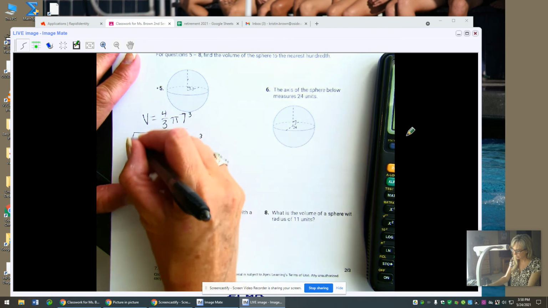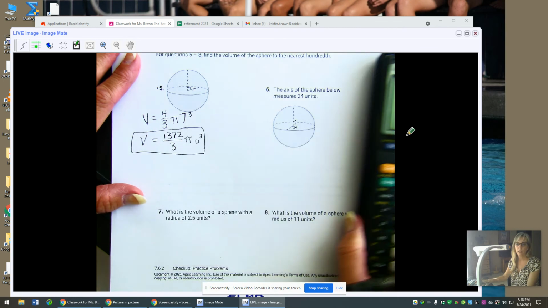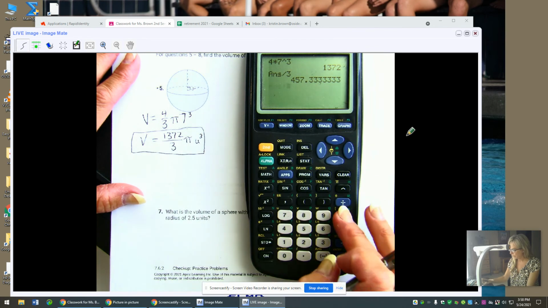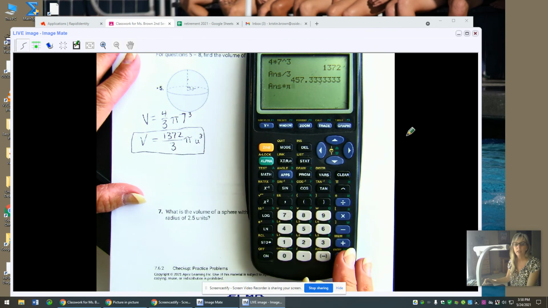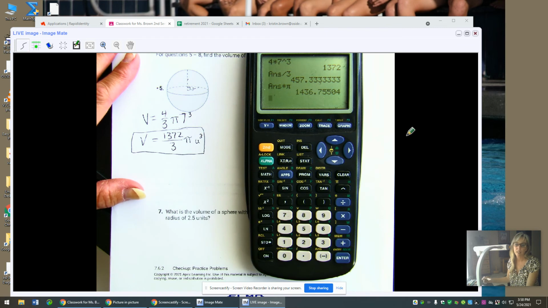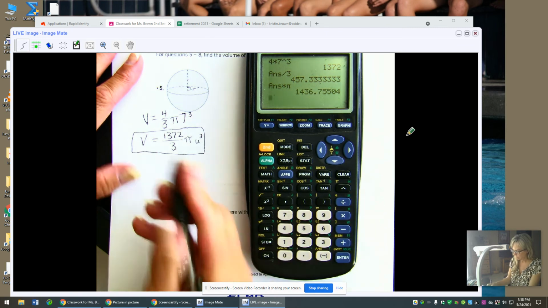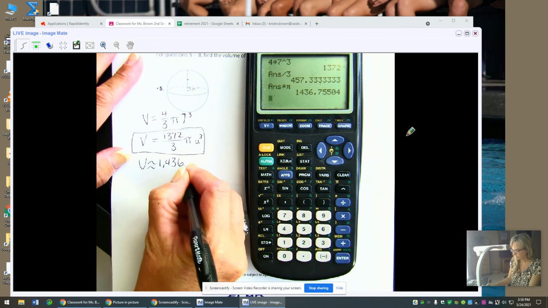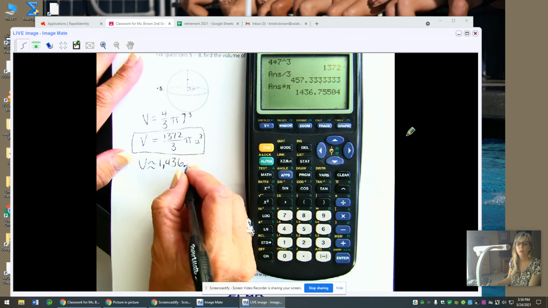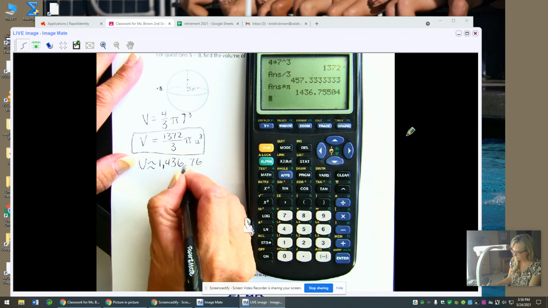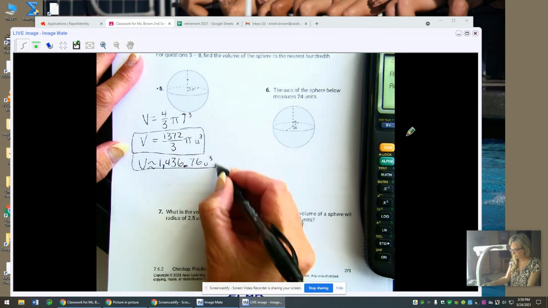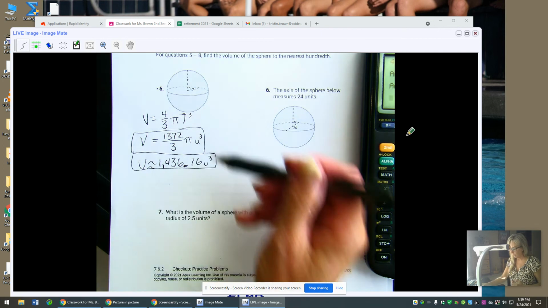That's the exact answer. But if we want an estimate, we'll take this repeated decimal and we'll just multiply that by pi. And now we've got 1,436.76 rounding. So the estimate is 1,436 point, that's a comma, that's a point, 76. There's our estimate. Be very careful to hit cubed, not squared.